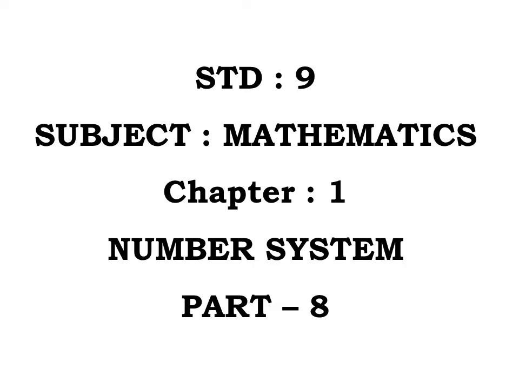This is the 8th part of Standard 9 Mathematics and the chapter number is 1, Number System. In a previous video, we have learned about the simplification of an irrational number. So let's start with a new topic.